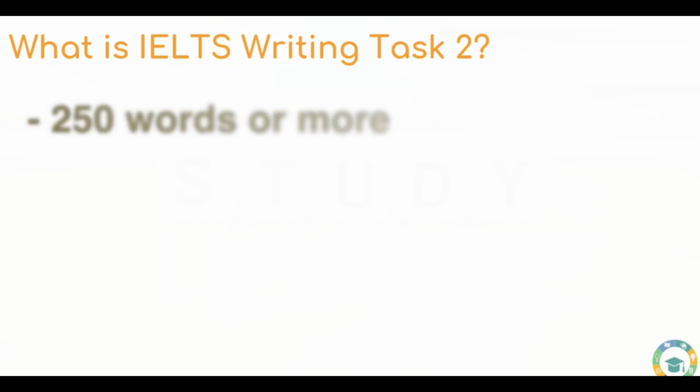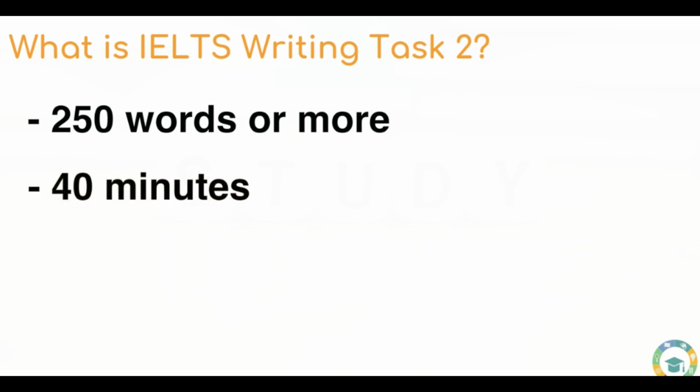In IELTS Writing Task 2, there is a minimum word count of 250 words. I strongly suggest you don't write 500 words or more. A lot of students make this mistake, and it means that they don't meet their time limit and can't complete their essay. There's a recommended time limit of 40 minutes, which means altogether IELTS writing will take 1 hour to complete, 20 minutes for Task 1 and 40 minutes for Task 2.